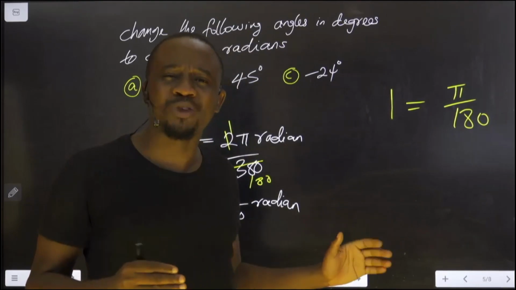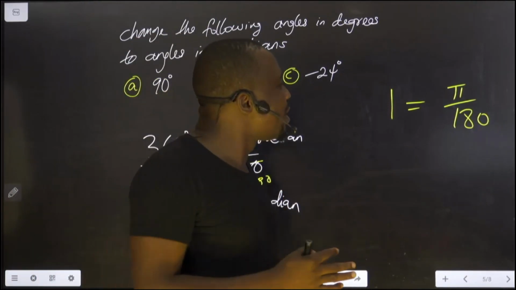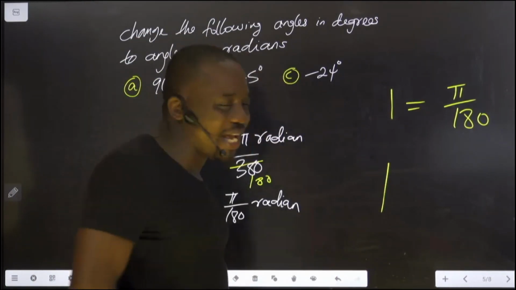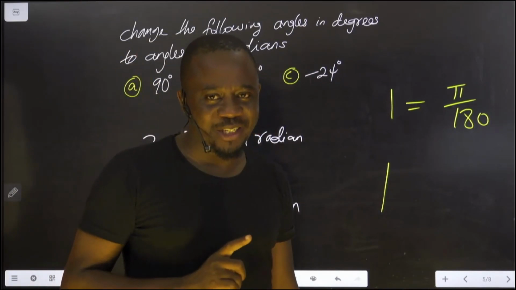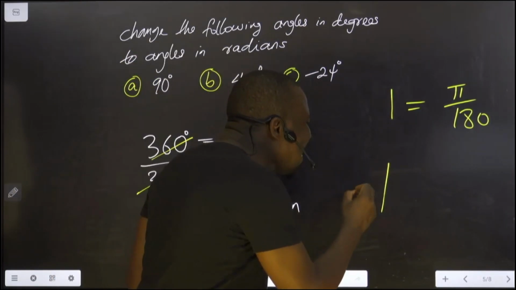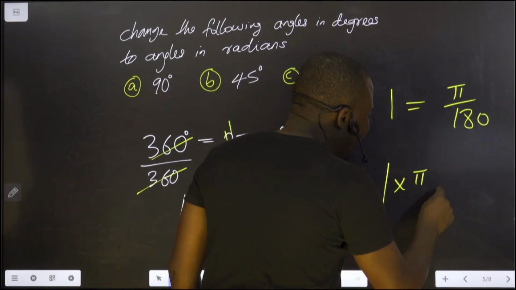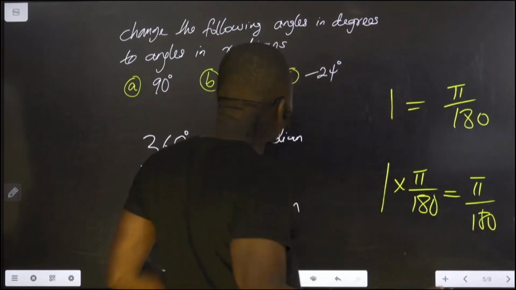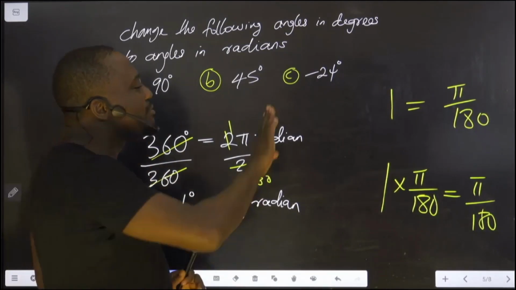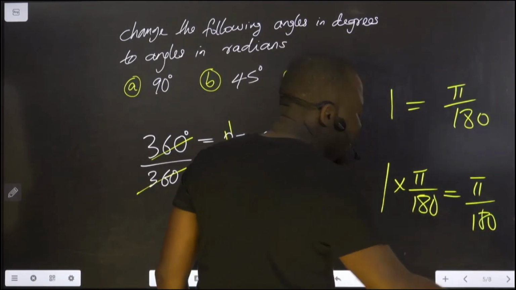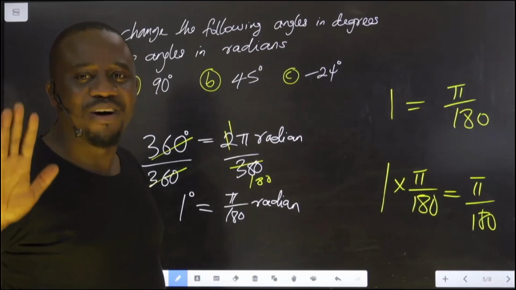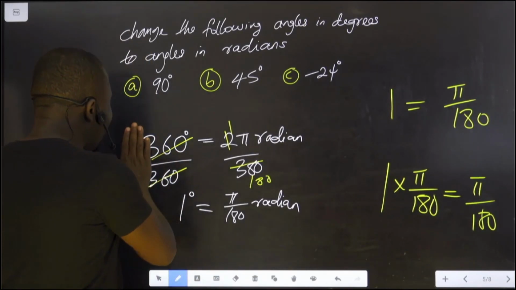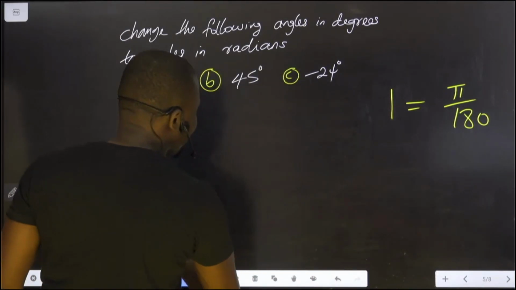What can you do to 1 to make it pi over 180? If I give you 1, I say, make this one pi over 180. What are you going to do? You multiply this by pi over 180. Definitely you're going to have pi over 180. So therefore, to move anything from degree to radian, multiply by pi over 180. Therefore, we come back to this place now.